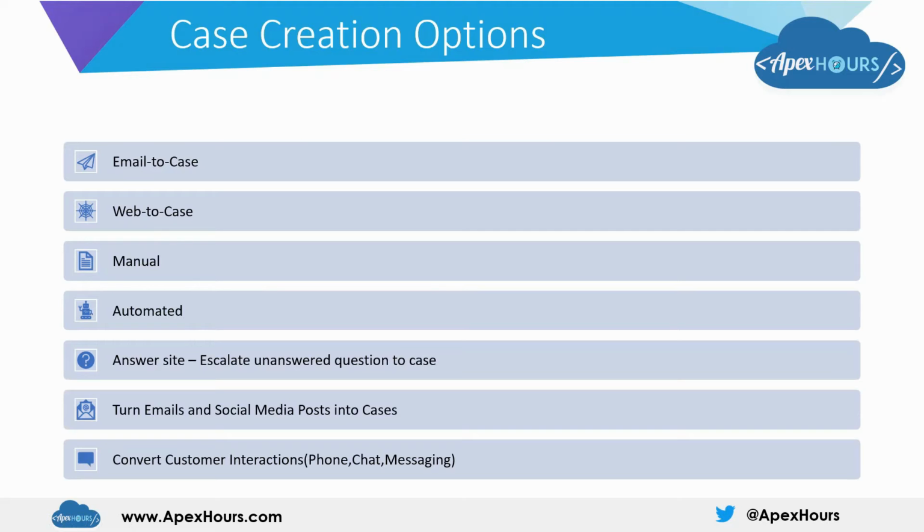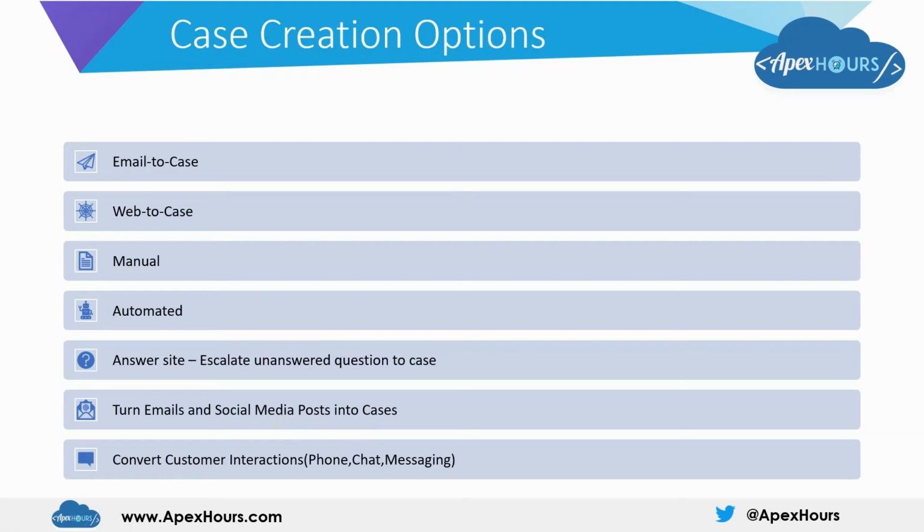Automated case creation, that is based on criteria. If you want to create a case from a flow or utilizing some code, you can do case creation like that. Or there are some other options also, like answer site. You will be able to escalate unanswered questions to a case, or turn emails and social media posts into cases, or convert customer interactions like phone, chat, and messages into cases. But the last few options need an additional license for you to work on.